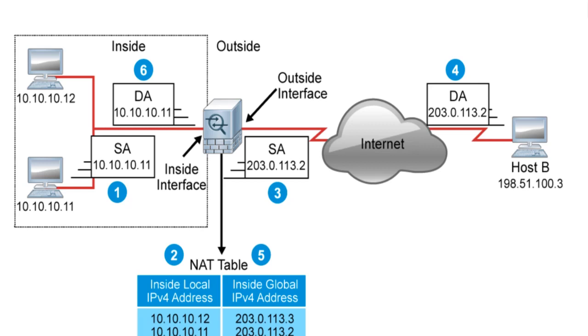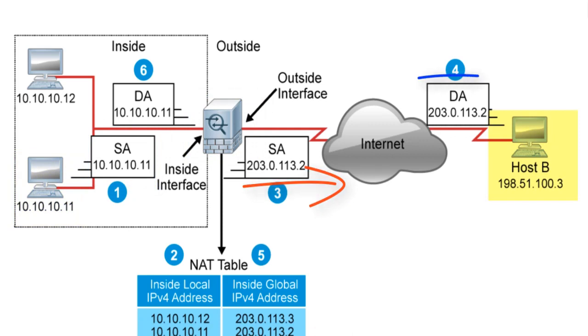The steps taken are as follows. Host 10.10.10.11 sends a packet to host B. The ASA receives the packet and checks its NAT table. It finds an entry to translate 10.10.10.11 to 203.0.113.2. If there was no entry in the table, the ASA would check the NAT rules to see if there was a rule specifying a dynamic translation. If there was such a rule, a new entry would be created. The ASA replaces the inside local address of 10.10.10.11 with the inside global address of 203.0.113.2 and forwards the packet.